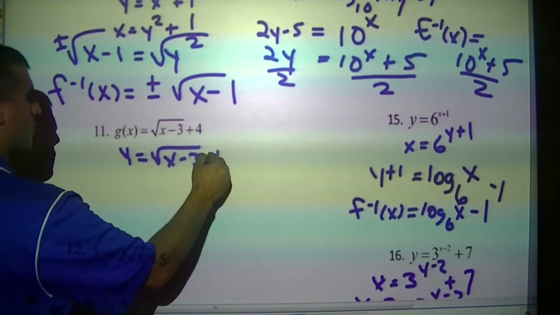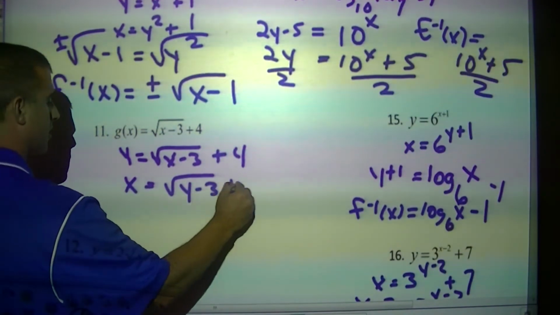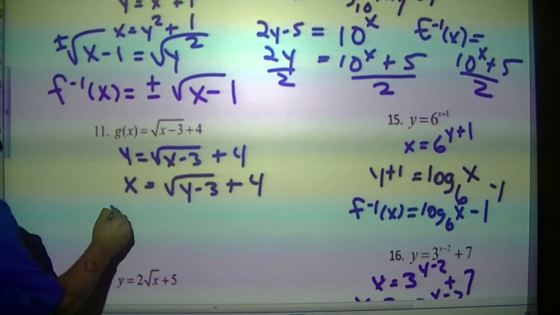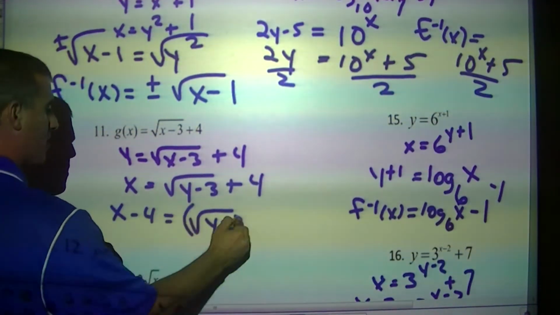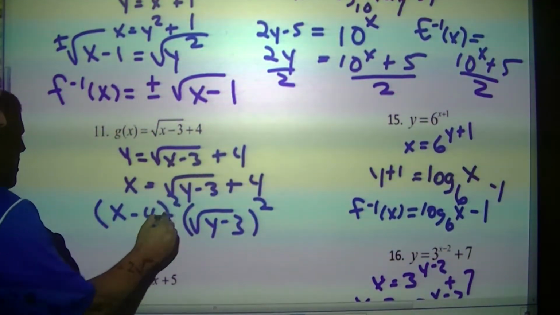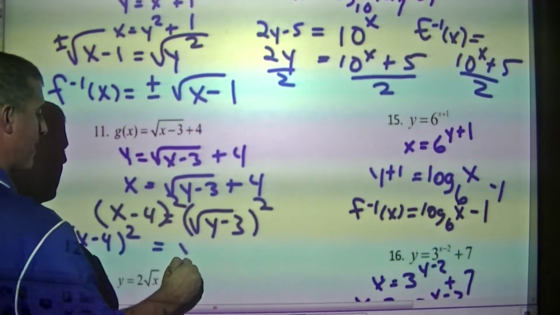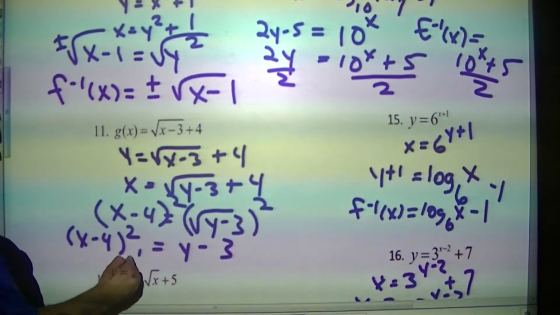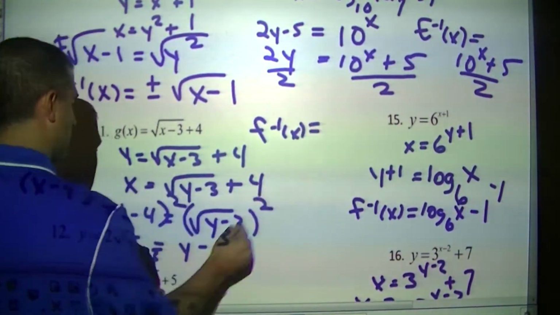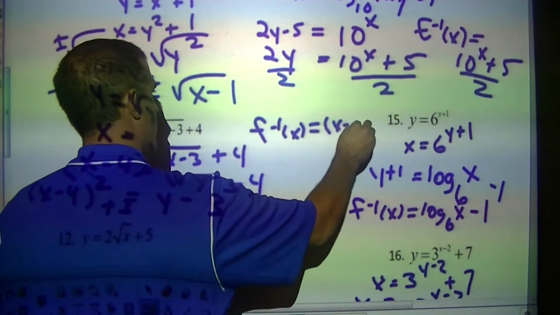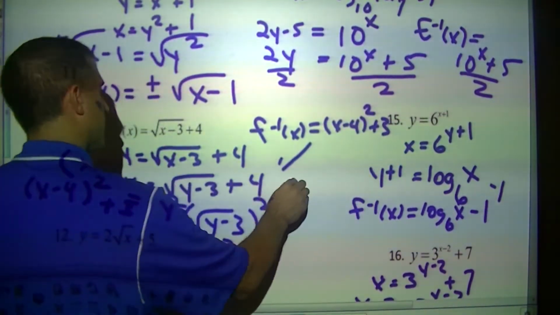x - 3 + 4. I'm switching x and y. Okay? 4 comes over, so it's minus 4. To get rid of the squared part, I'm going to square that, square that. So what I have is (x - 4) squared equals y - 3. The -3 is going to come over as plus. So what I'm going to have here is f inverse of x equals (x - 4) squared plus 3. Okay, and that answers this problem here.